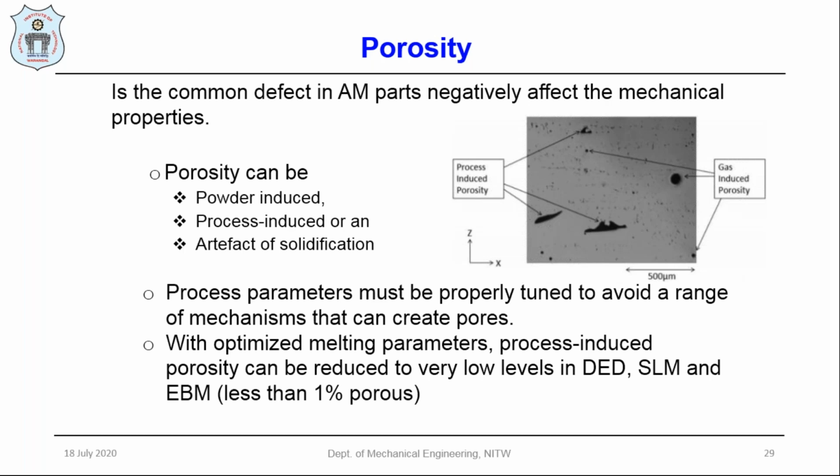The process parameters must be properly tuned, properly optimized, to avoid these types of defects occurring in the components. With optimized melting process parameters, process induced porosity can be reduced to a very low level with the help of the DED process or SLM or the EBM process. Less than 1% we can control with fine tuning of the process parameters.